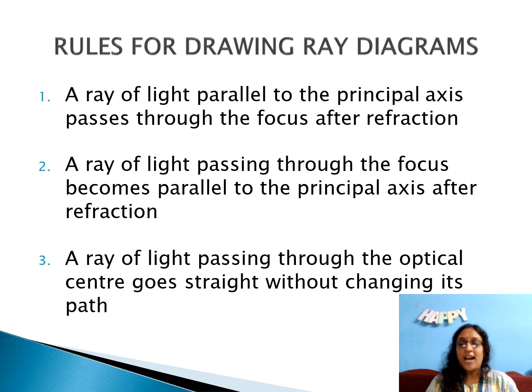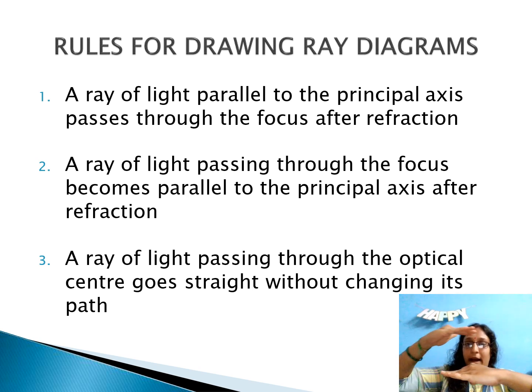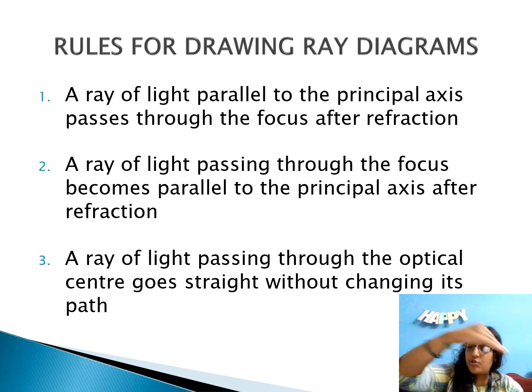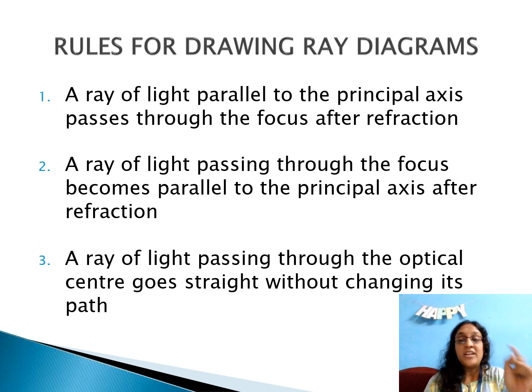So whenever a ray of light, this is your principal axis. Can you see this is your principal axis? Whenever a ray of light passes parallel to the principal axis, it will pass through the focus after refraction. So that will be your rule number 1. A ray parallel to your principal axis passes through the focus after refraction.